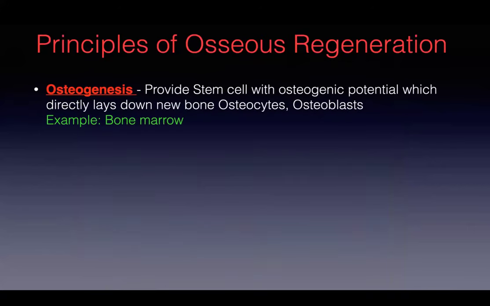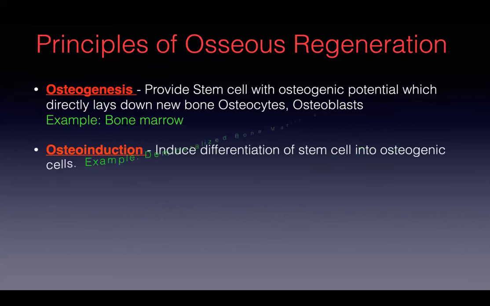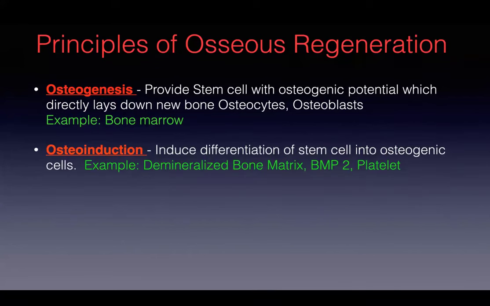So principles of osseous regeneration. Osteogenesis, basically the formation of new bone by cells containing the graft. These are typically living cells. Examples are bone marrow. This is an active process, and it's the most desirable for grafting. The second one, osteoinduction. It's a chemical process by which molecules contained in the graft convert the neighboring cells into osteoblasts, which in turn form bone. Examples: demineralized bone matrix, BMP2, and platelets. This is also more of an active process.